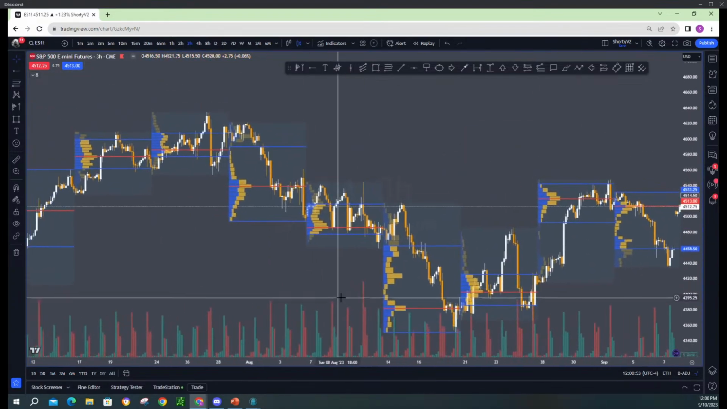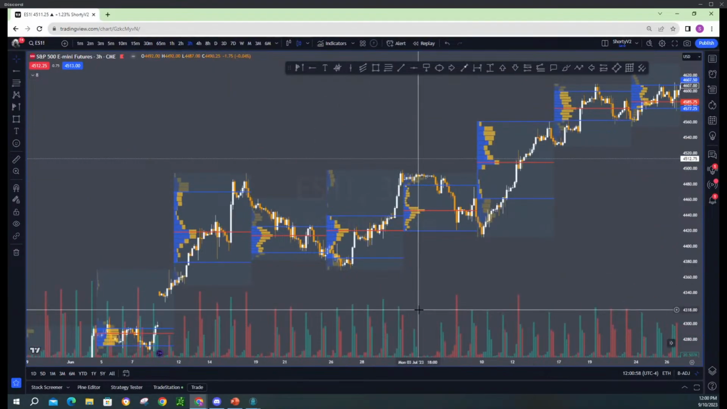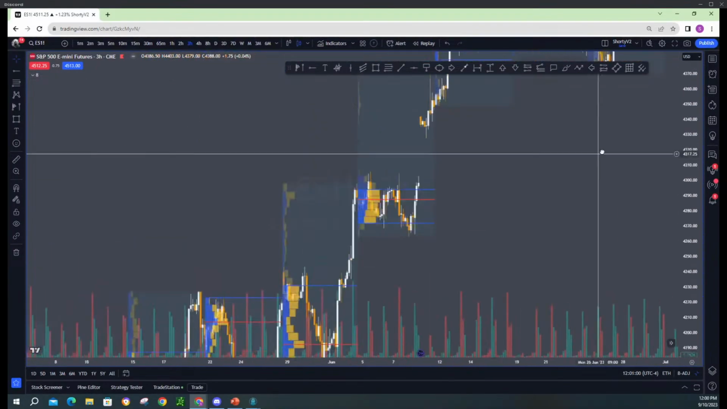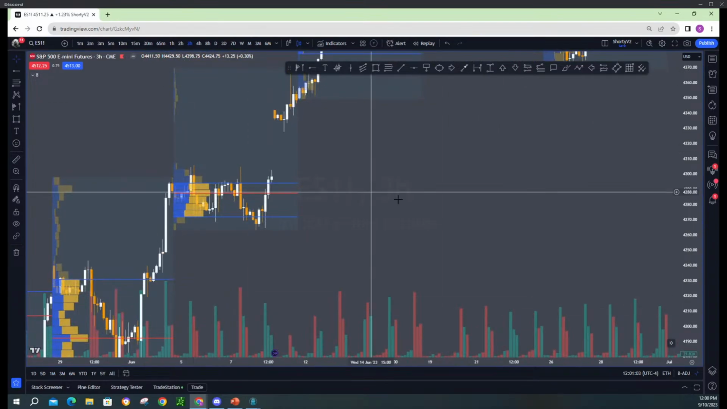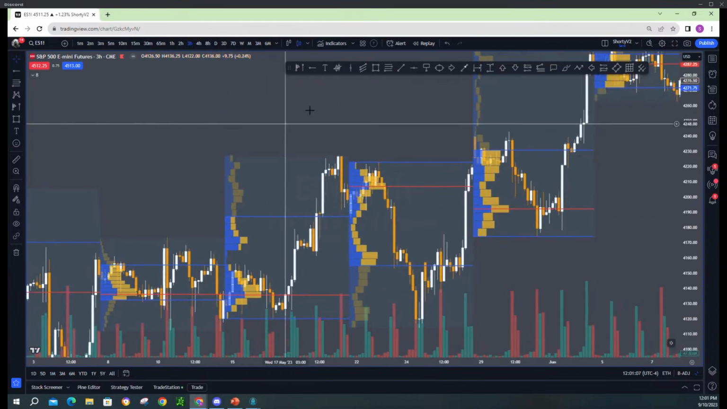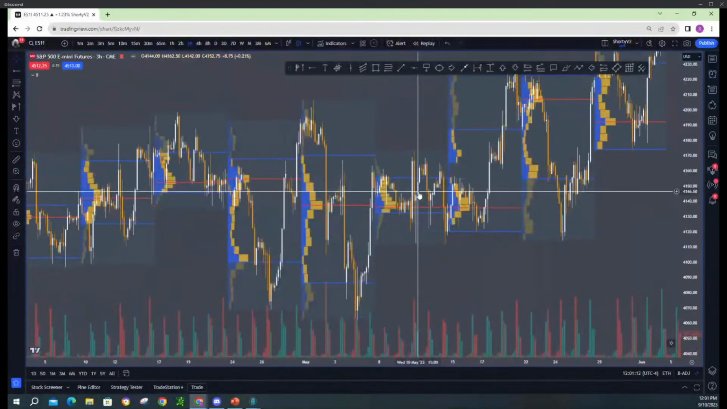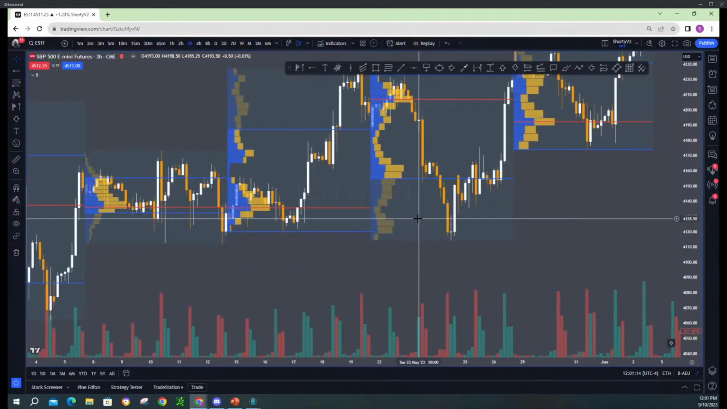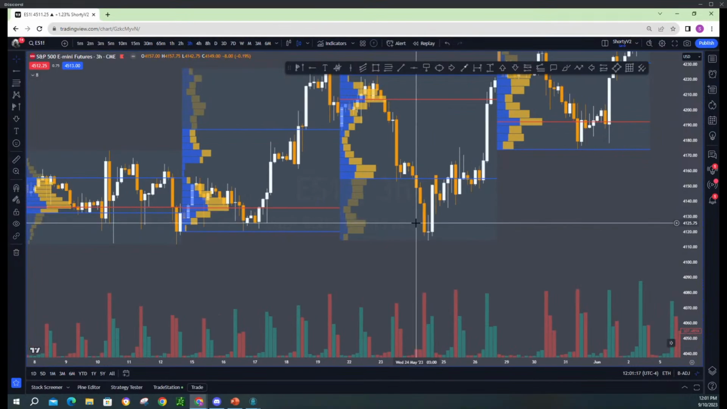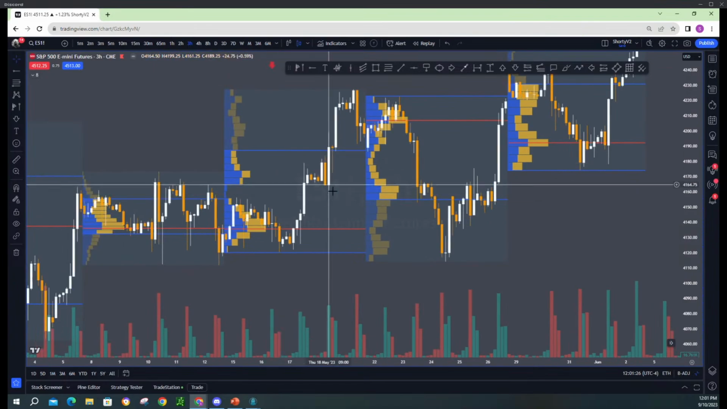Does anyone see a valid b shape profile anywhere? There, there it is right there. This is a b shape. In a b shape profile like this one here, how do you guys look to trade these? We'll go long at the failing of the POC. Wait for the break of the POC. That's correct, as long as the price is below it.